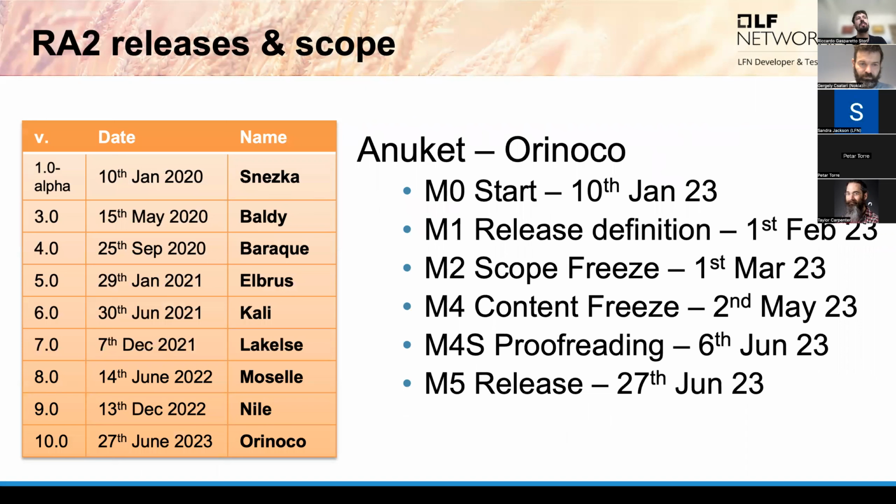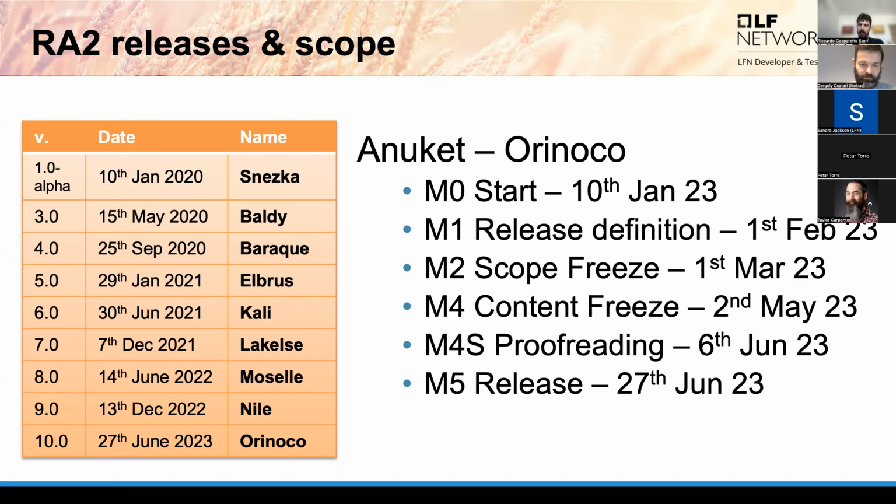So RA2 is now at its 10th release, Orinoco. The work on the release started this January, and it has just finished the proofreading milestone. We're going to be releasing at the end of the month.